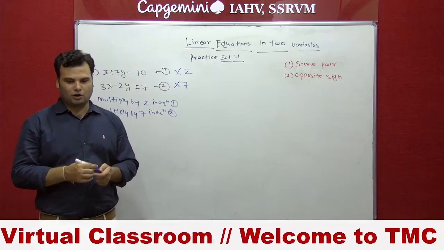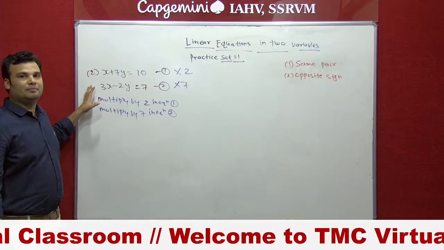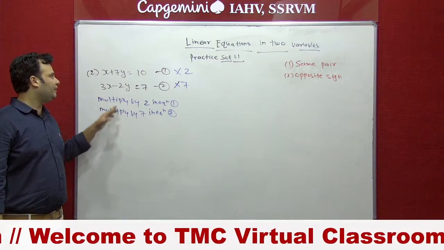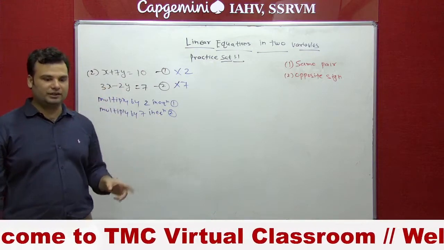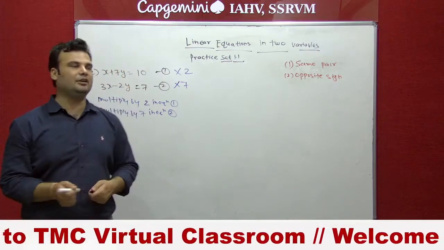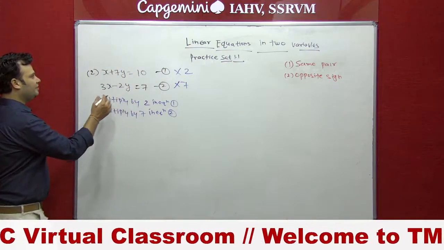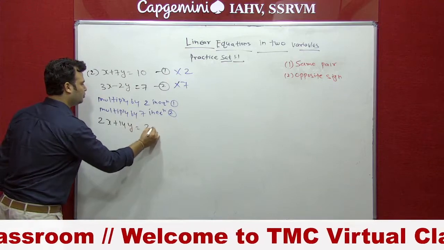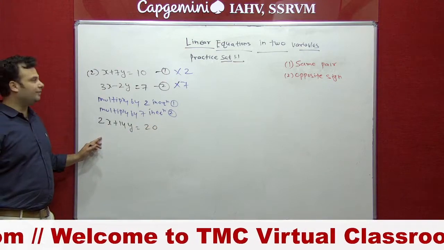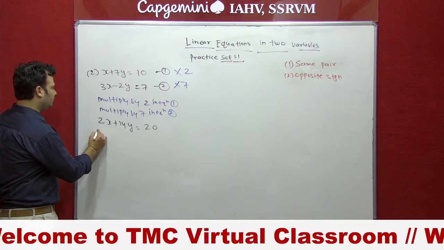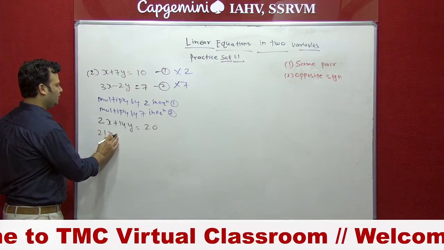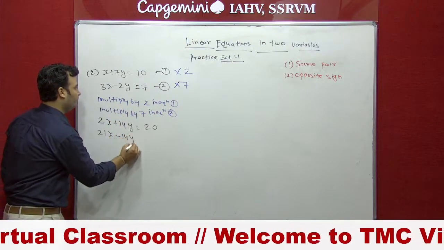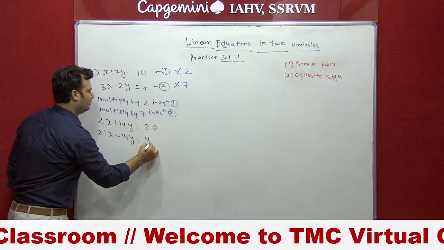If you want to make x common, you can, but one necessary thing is you have to change the sign by subtracting. Opposite sign is given, so we have to make the first condition, that is same pair, so we multiply. When you multiply by 2, we get 2x plus 14y equal to 20. Similarly, second equation: 7 times 3 is 21, so 21x, then 7 times 2 is 14, that is minus 14y, and 7 times 7 is 49.